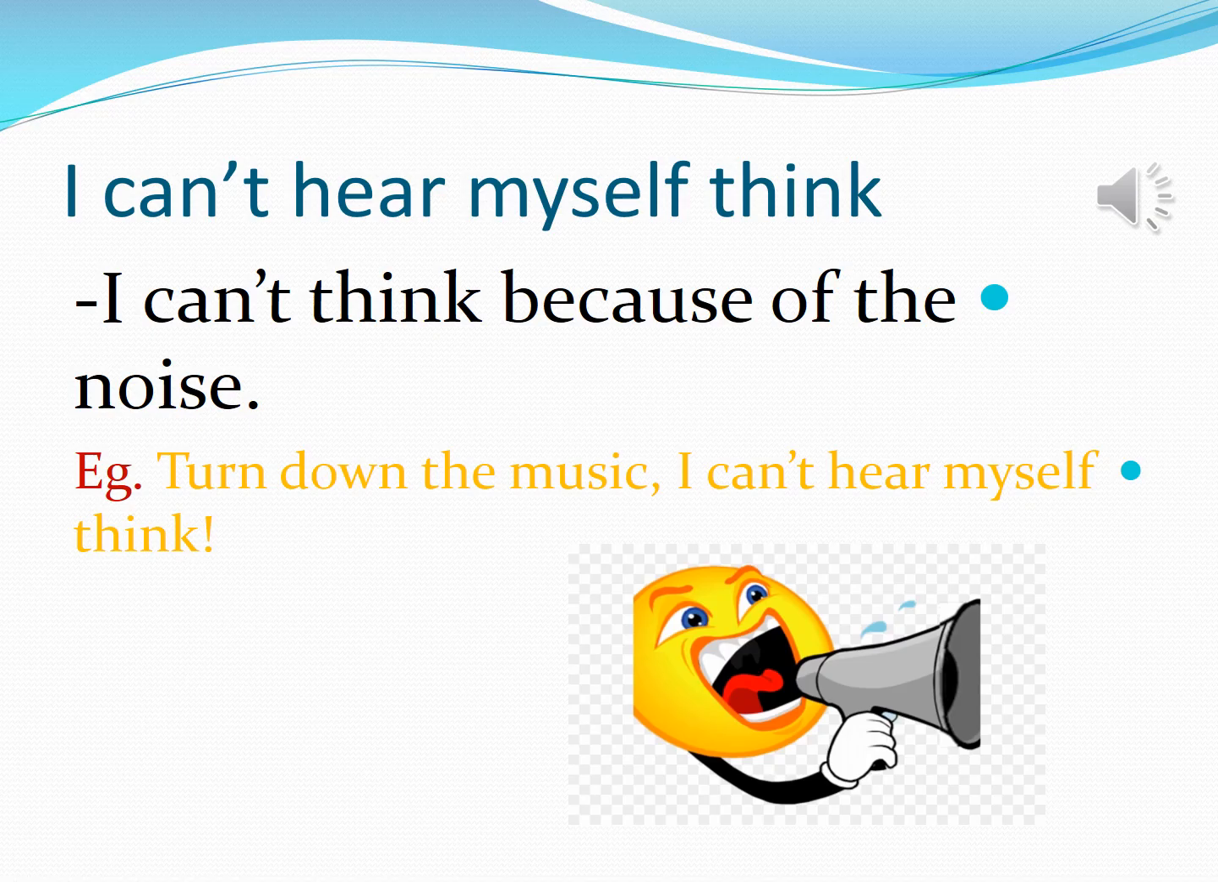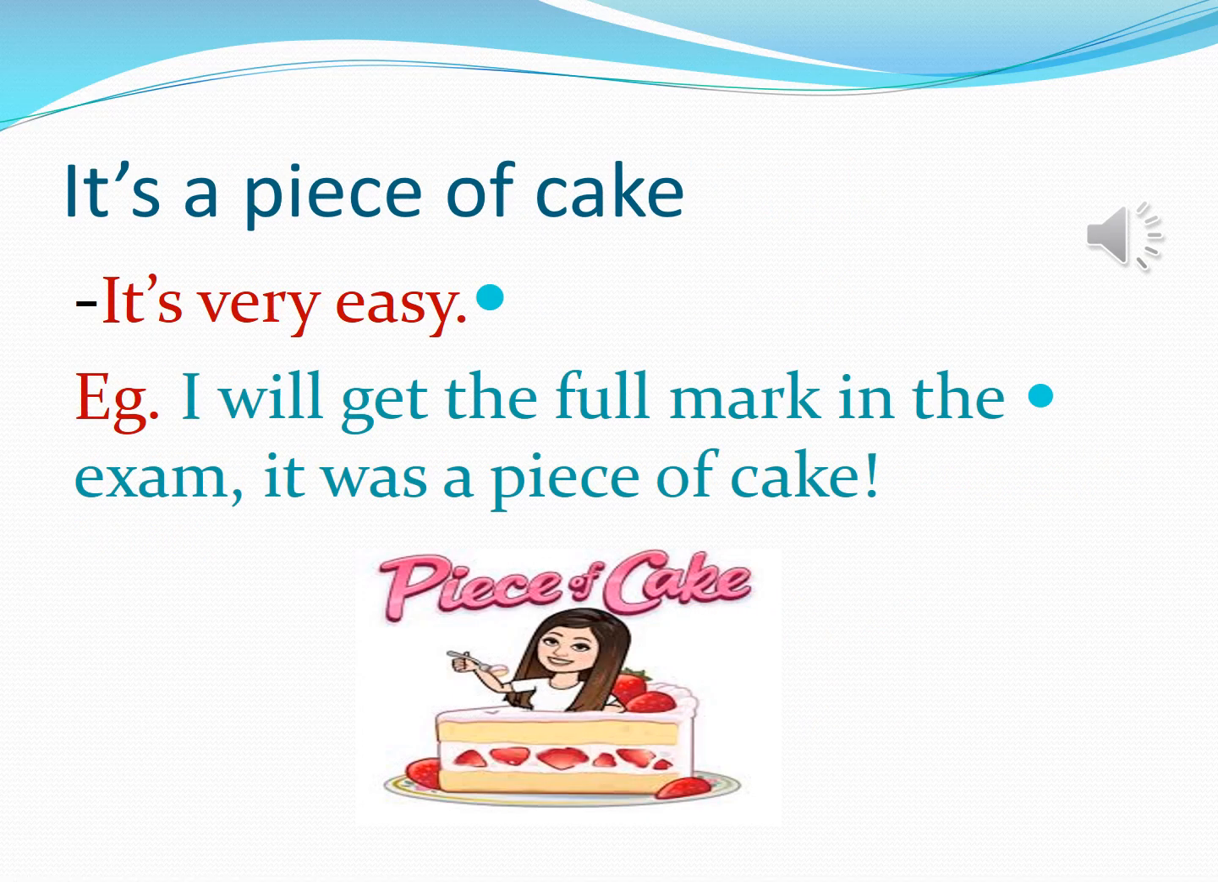I can't hear myself think. This expression means that I can't think because there's too much noise and I can't concentrate well. For example, turn down the music, I can't hear myself think. It's a piece of cake. This expression is used to express that something is very easy. For example, I will get the full mark in the exam. It was a piece of cake.